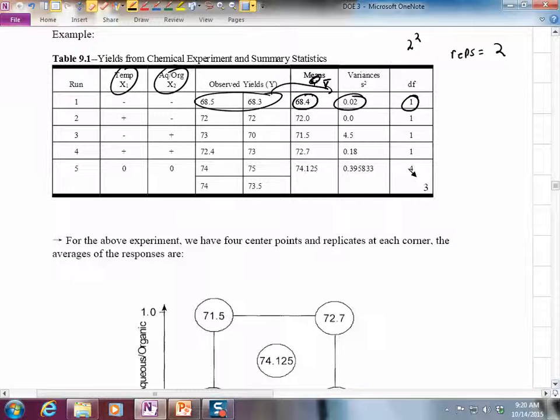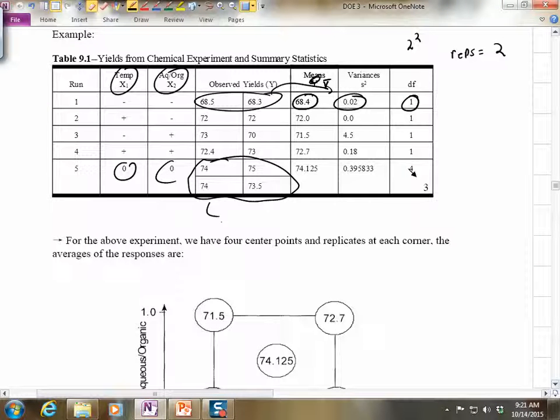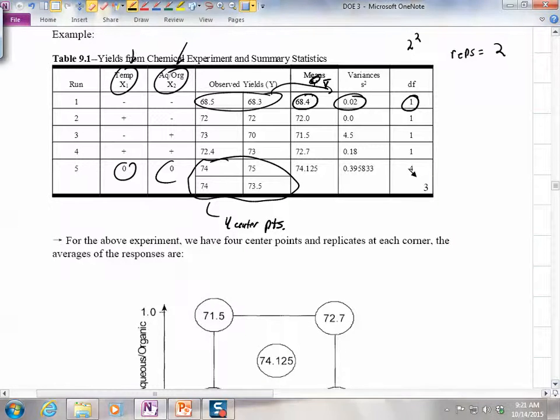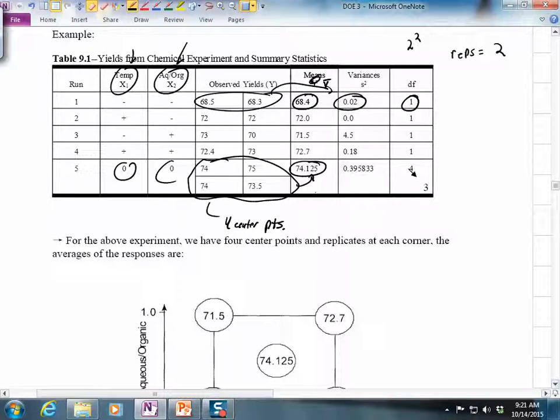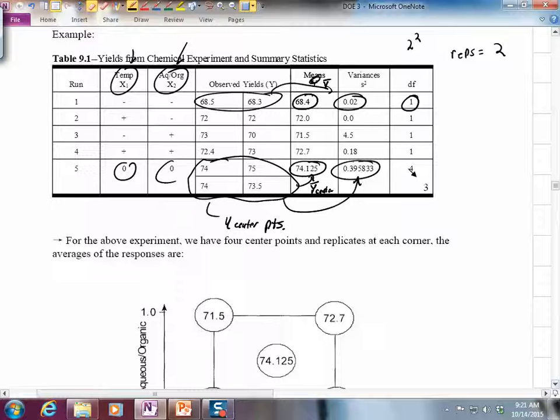Then to do this test for curvature, we took 4 center points. So we went back in the lab, set the temperature at its middle value, this aqueous organic ratio at its middle value, calculated reaction yield for 4 experiments. We got an average of the center points. So this is Y bar of your center points. And we also got a variance of the center points in lots of digits.